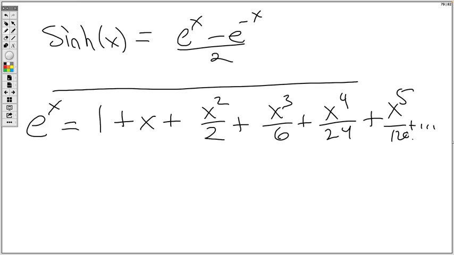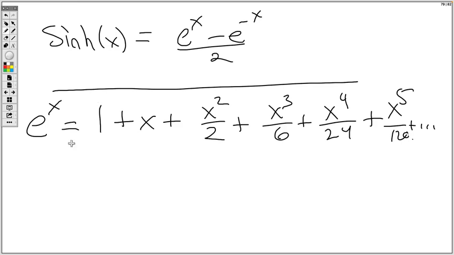Once again, the series for e to the x is kind of easy to remember because it's all the powers of x divided by the corresponding factorial. That's it. It's x to the k over k factorial. Don't forget about k equals 0. Get that 1 in there.